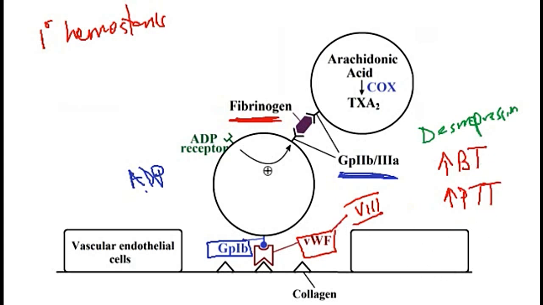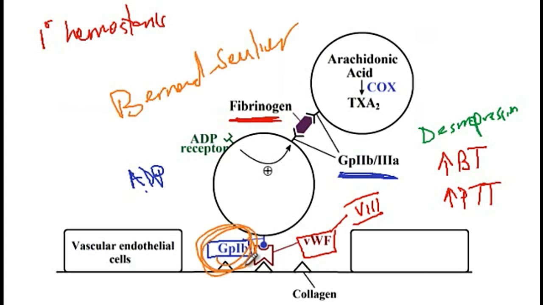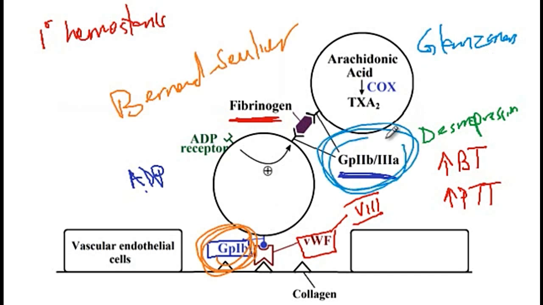Then there is this other condition called Bernard-Soulier disease, and this is due to the deficiency of GP1B. There is this other condition called Glanzmann thrombasthenia, and this is due to the deficiency of GP2B3A, and both Glanzmann and Bernard-Soulier are associated with increased bleeding time due to the problem with the primary hemostasis.